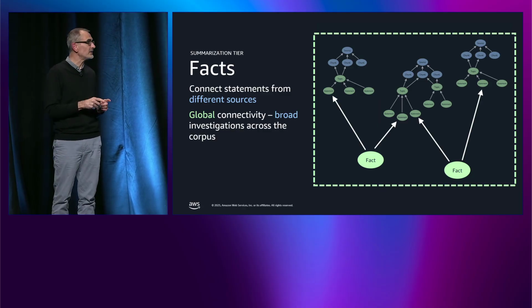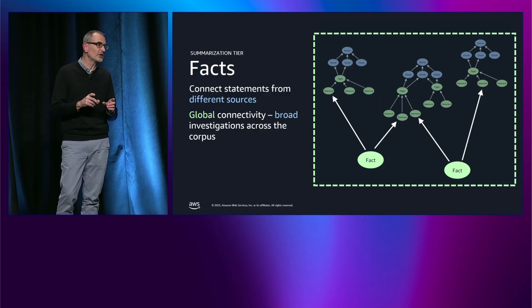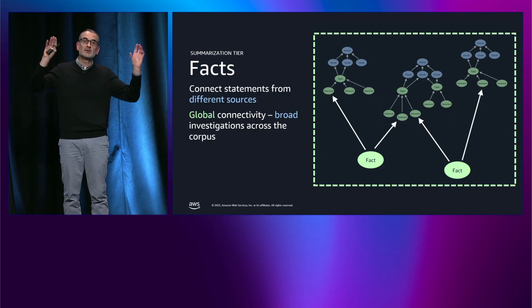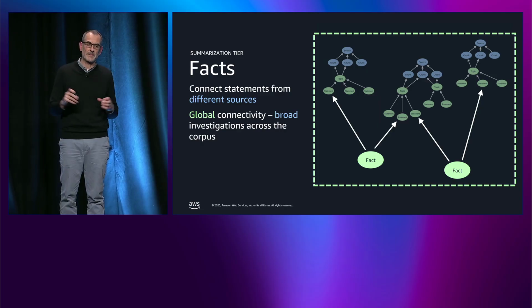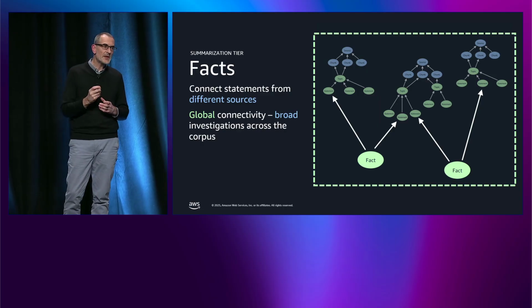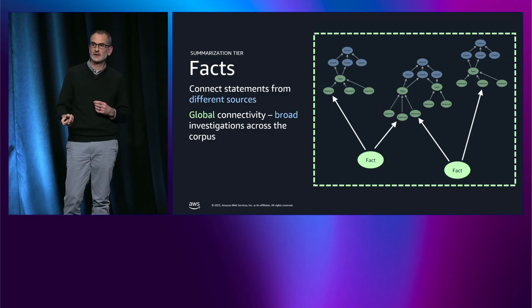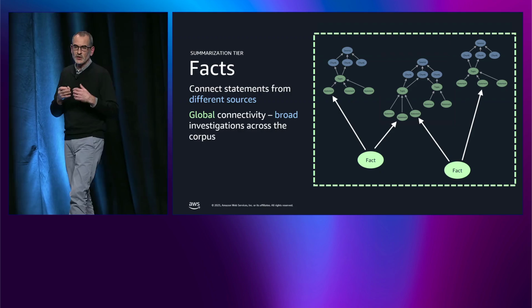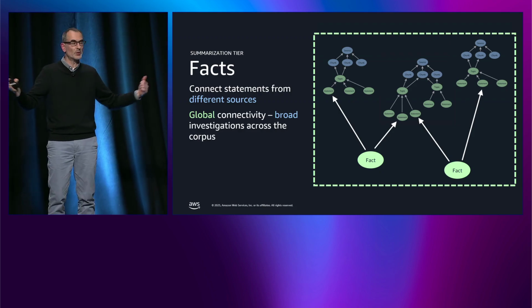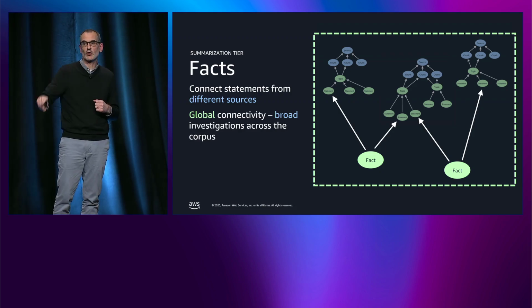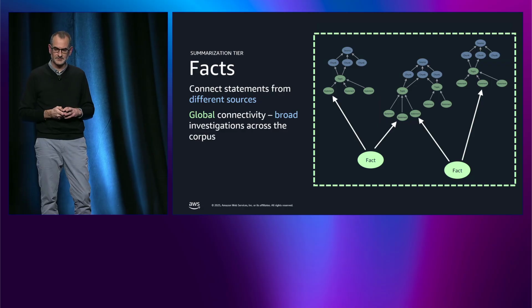Facts, on the other hand, can connect multiple statements, and multiple statements that are potentially drawn from different source documents. Okay? So in that respect, the facts provide for global connectivity. We can allow a search or a graph traversal to conduct a broad investigation of the corpus by way of navigating across that fact layer.